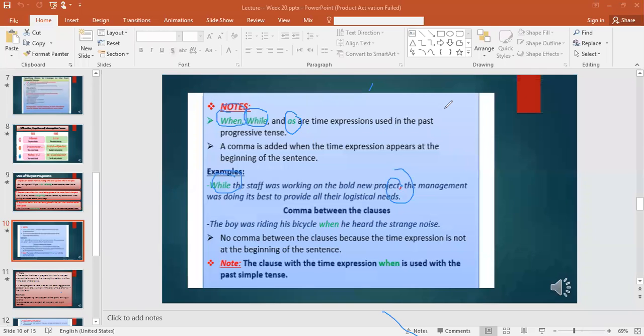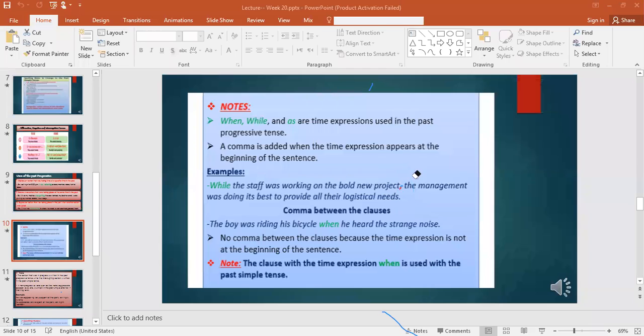So here it's just a note, a very important note. While, when, and as are used in the past progressive, and the comma is used if your sentence starts with one of these time expressions. Is it clear? Okay.